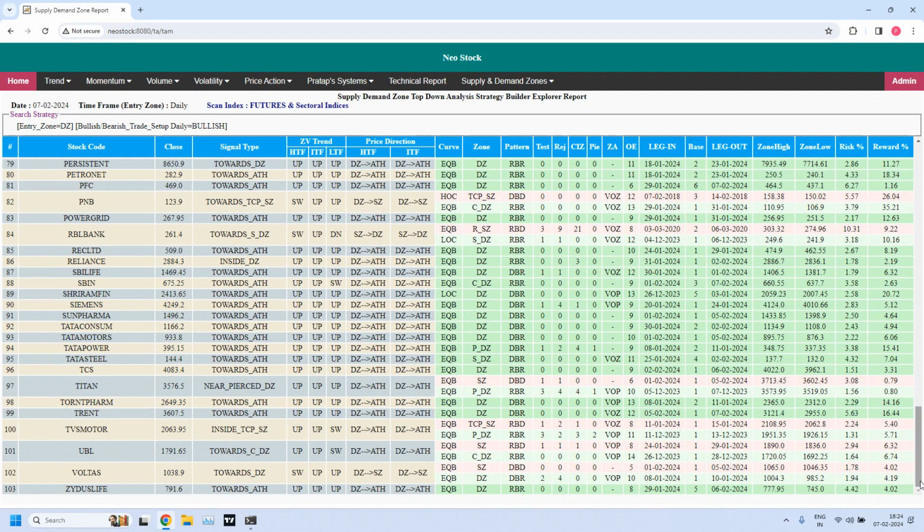So total 103 stocks are currently supporting bullish trade setup. You know the reason. Now Nifty is close to the all-time high. So that's why the majority of the stocks are supporting a bullish trade setup. Because we are filtering only equity stocks listed in the F&O segment.